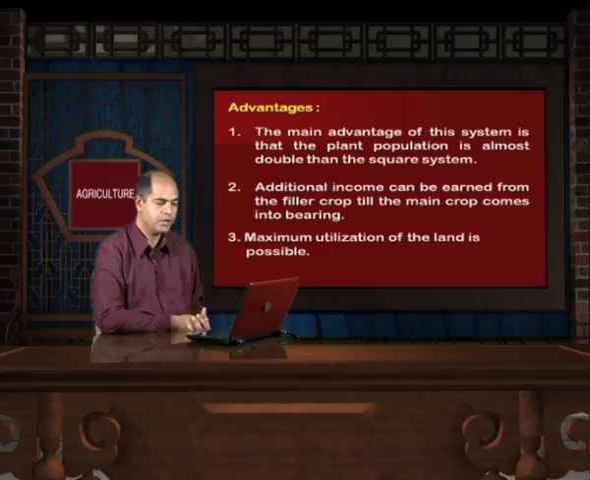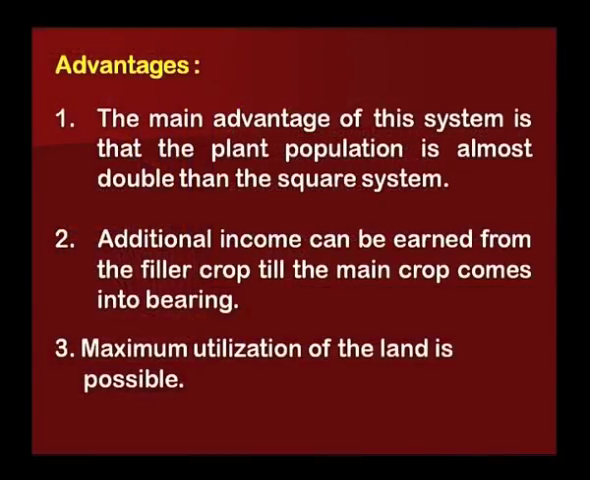Advantages: the main advantage of this system is that the plant population is almost double that of the square system. Additional income can be earned from the filler crop till the main crop comes into bearing. Maximum utilization of the land is possible.